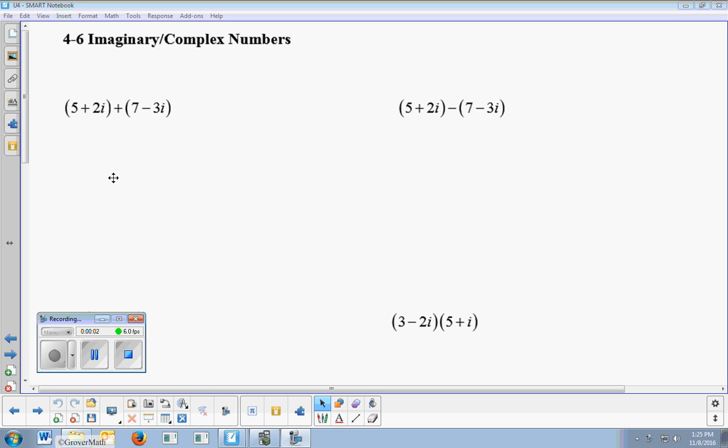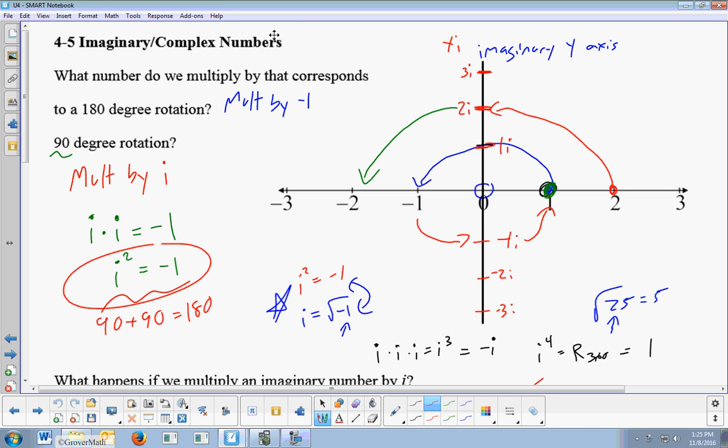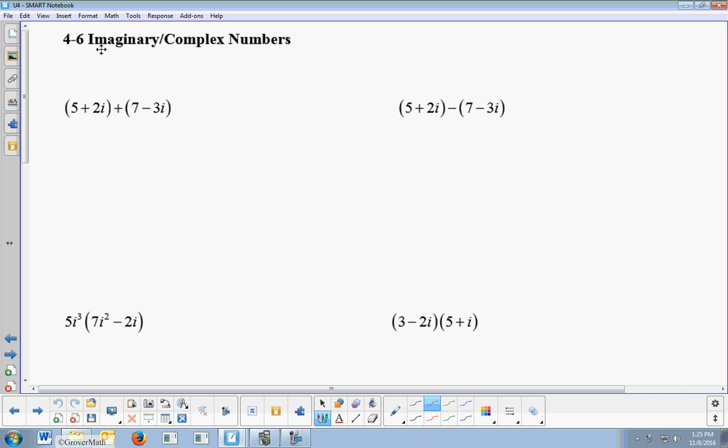Algebra 2, Unit 4, Section 6. Now, this is actually supposed to say operations with complex numbers. This was the same title as the last slide. See here, imaginary complex 4, 5. 4, 6 is supposed to be operations with imaginary numbers now that you have learned about them. So let me change that to operations with complex numbers.